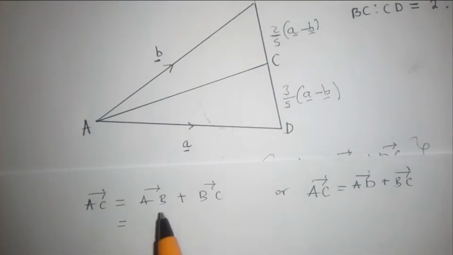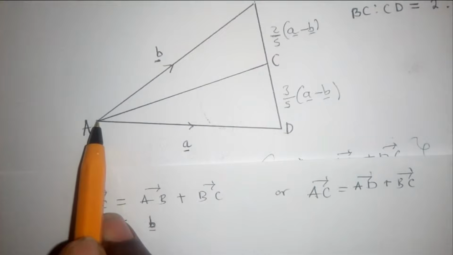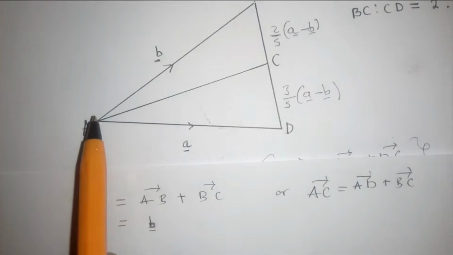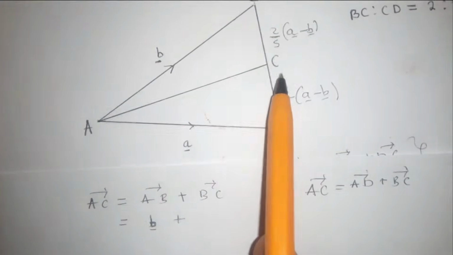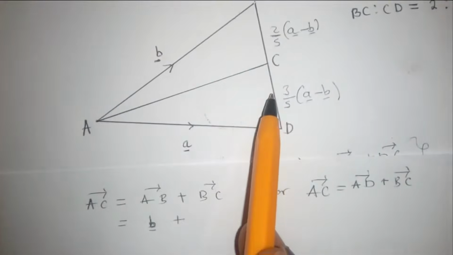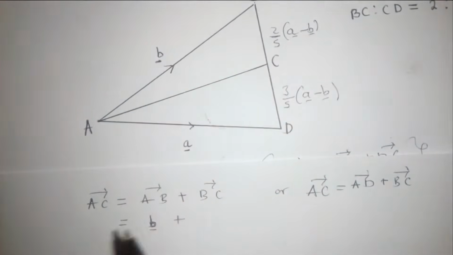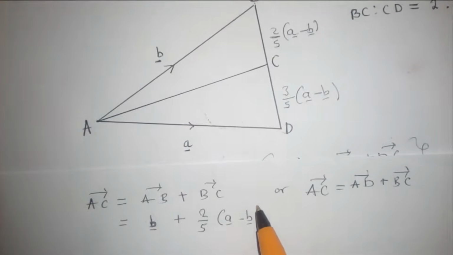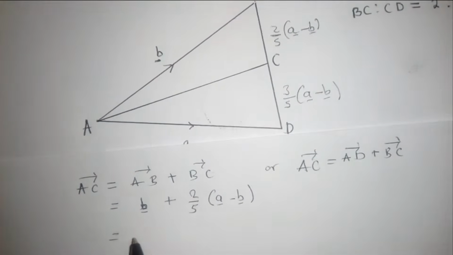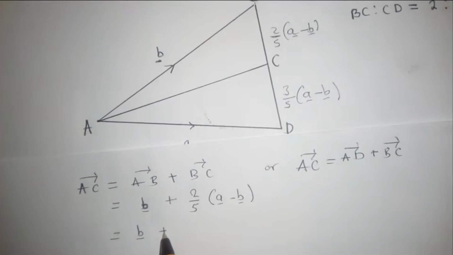So what is our AB? AB is vector b. Not negative b, but just vector b, because the direction is from A to B, which is what we want, plus BC. What is our BC? Our BC is 2 over 5 of (a minus b). Okay, so we can clean this up where we have something like this.